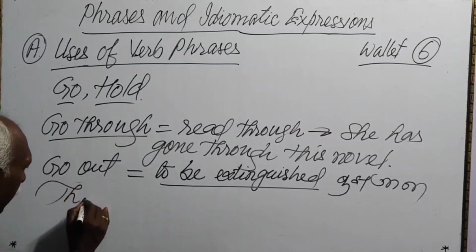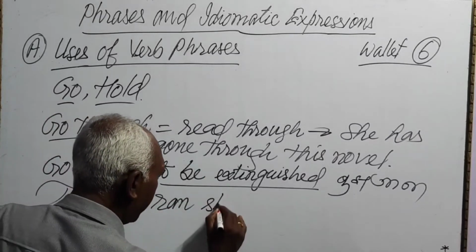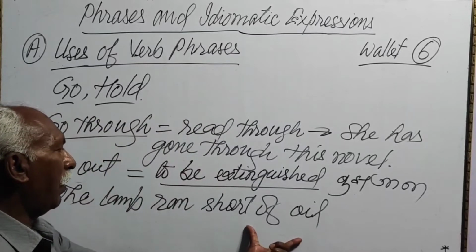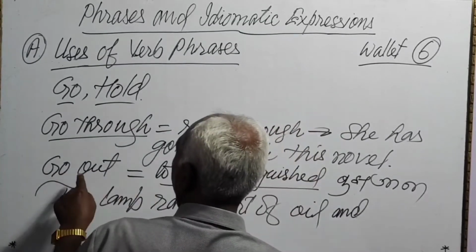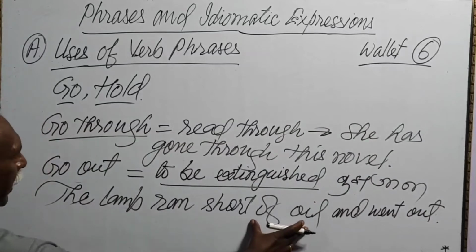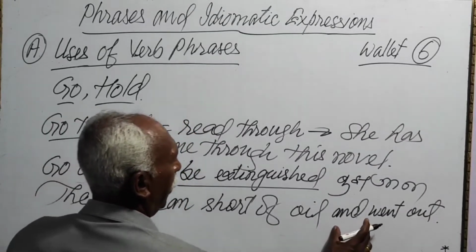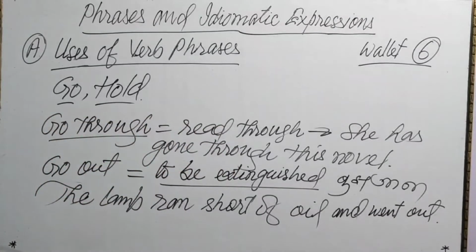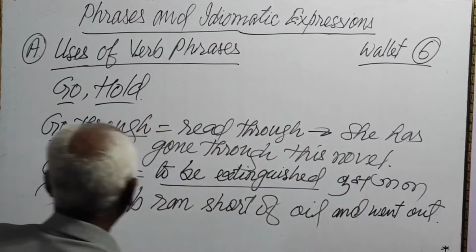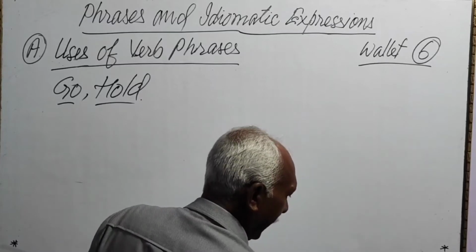Use: The lamp ran short of oil and went out. Lamp वो तेल की कमी हो जाने से कमी हो गई. Ran short of oil. तो क्या हुआ? And went out. बुझ गया. Went out, that means बुझ गया. Go out, that means to be extinguished. Here you are using these phrases in these different sentences.